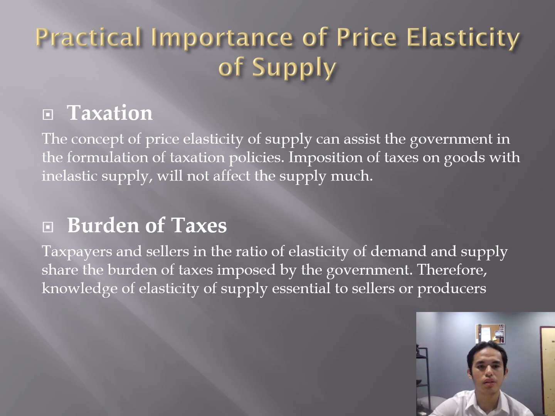Next, burden of taxes. Taxpayers and sellers, in the ratio of elasticity of demand and supply, share the burden of taxes imposed by the government. Therefore, knowledge of elasticity of supply is essential to sellers and producers. That's all from us.